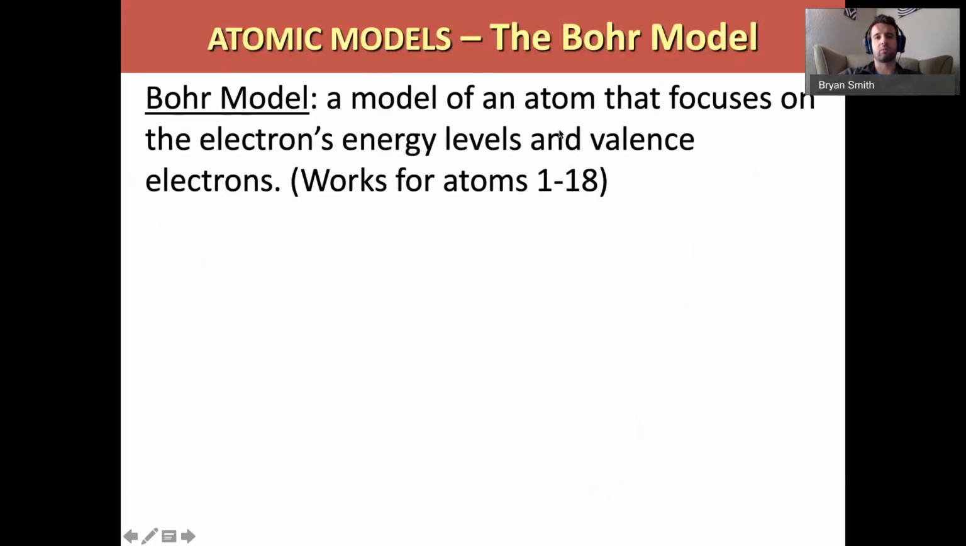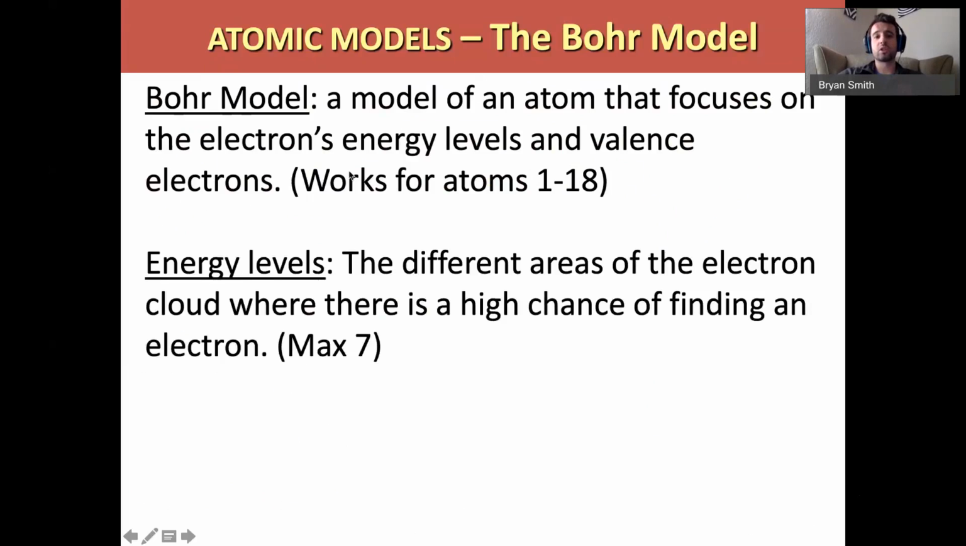This model really only works for atoms 1 through 18. Once you get into atoms 19, 20, and so on, it gets more complicated, so we won't discuss those. An energy level is just an area where there's an electron. They're going to look like orbits, but remember, electrons don't orbit the atom, they fly around all over the place. Really it's just an area where there are electrons, and there are 7 of them. We'll really only talk about 3 with atoms 1 through 18.